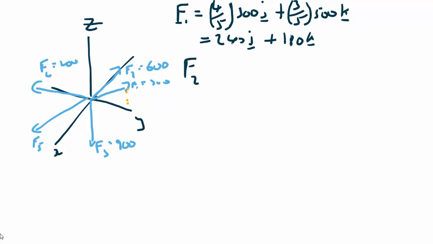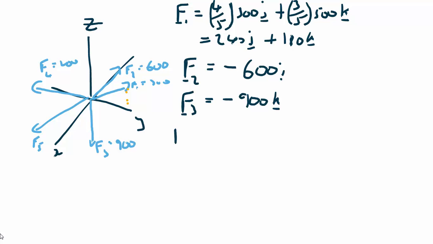Force 2. There's no dimensions given for different directions or different proportions, but if you look, it is actually along the x-axis, and it's in the negative x direction, so it's simply minus 600 I. Force 3, similarly, there's no directions given, however it's in the negative z direction, so it's minus 900 K.